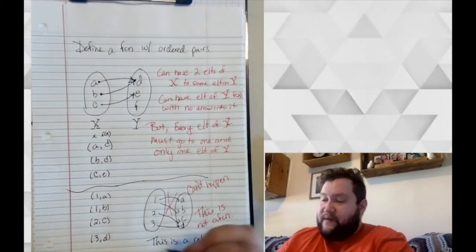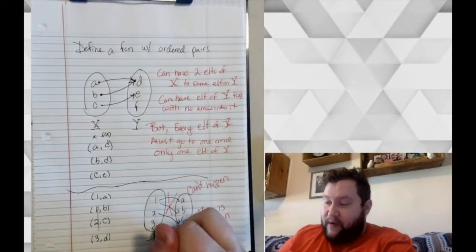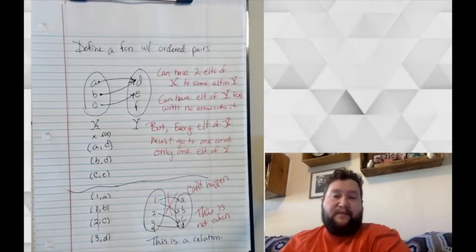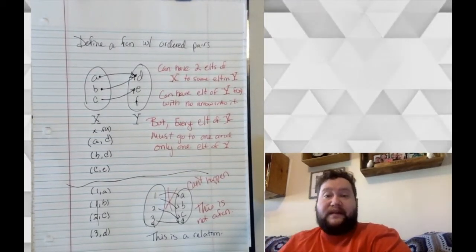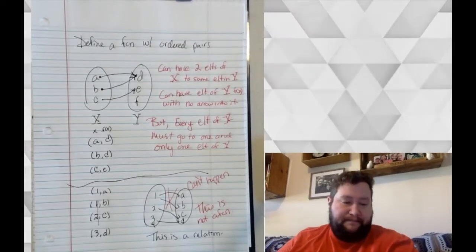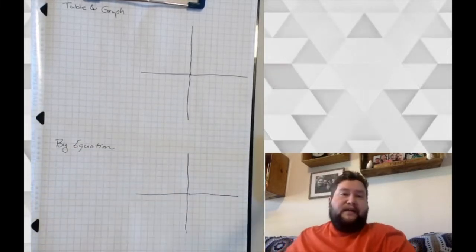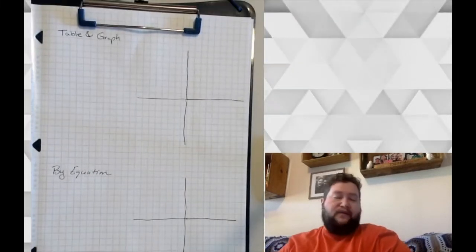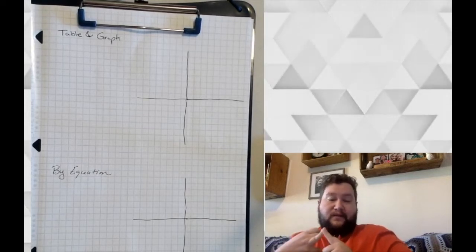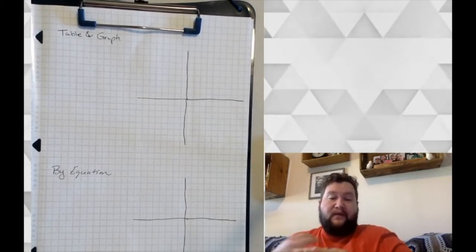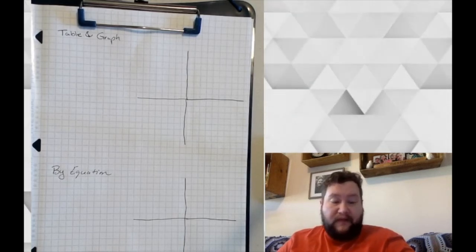Another reason, suppose there's a 4 here and it just doesn't go anywhere. It wouldn't be a function because every element needs to go to an item on the other side. So we can define a function with one of these set diagrams. We can use our ordered pairs. We can use equations. But we can also use tables and graphs.